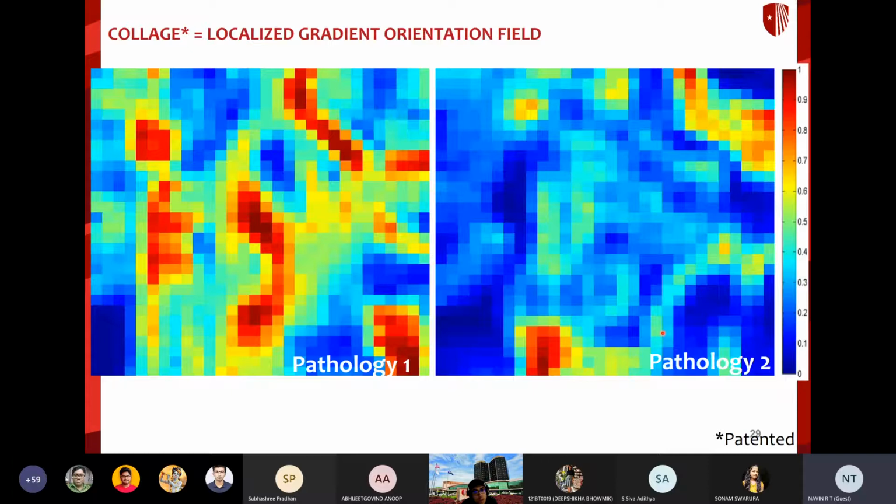So what this tells you is there are changes on the radiologic length scale that can be mined using image analysis and machine learning approaches. And this can essentially tell you what's going on at the pathologic or the cellular length scale.